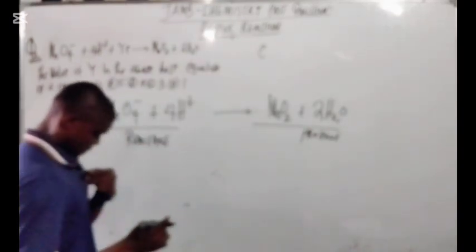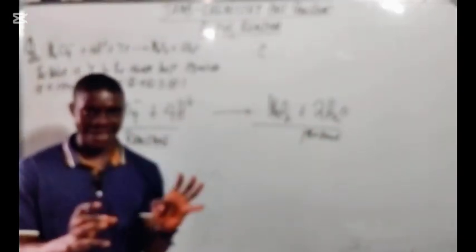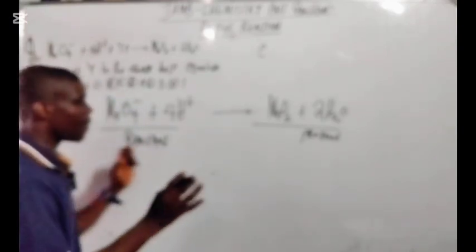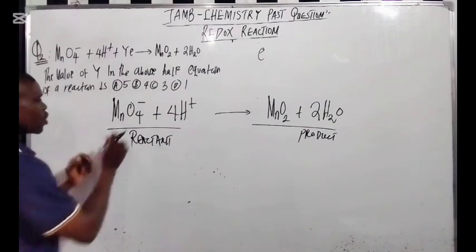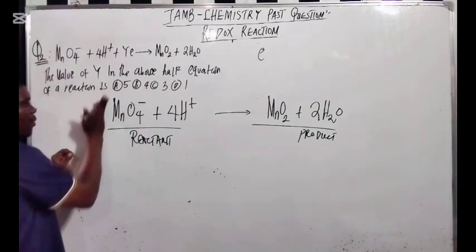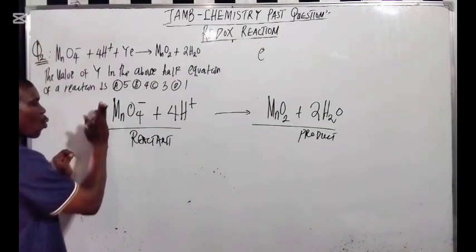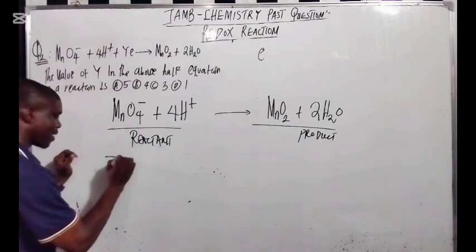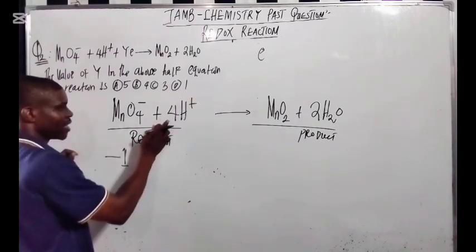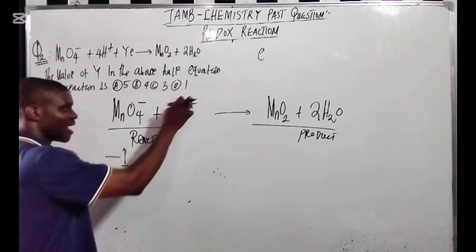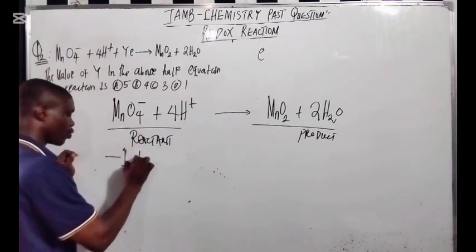Now, let's get our charges on both sides. Remember, charge can either be positive or negative. So let's get our charge on the reactant and the product. Here we have -1, and the coefficient here is 1, so 1 times -1 is -1. Now here we have H plus, and the coefficient here is 4. 4 times +1 is plus 4.